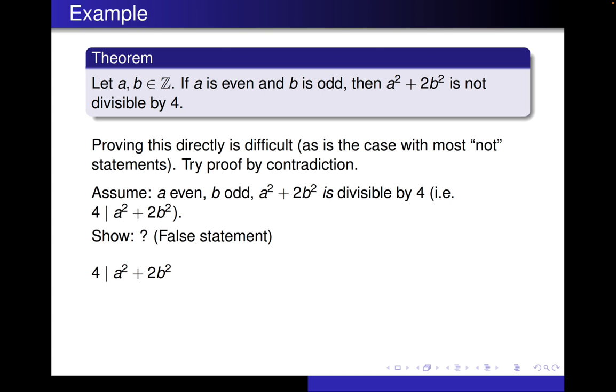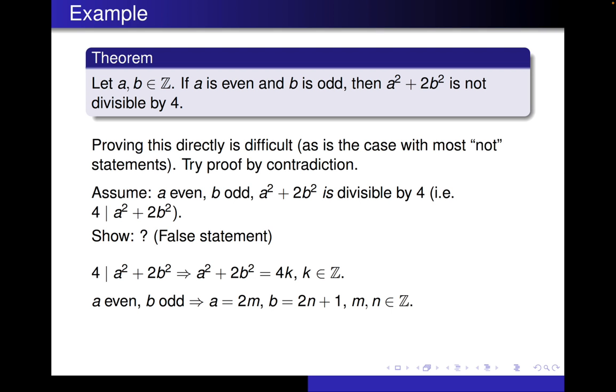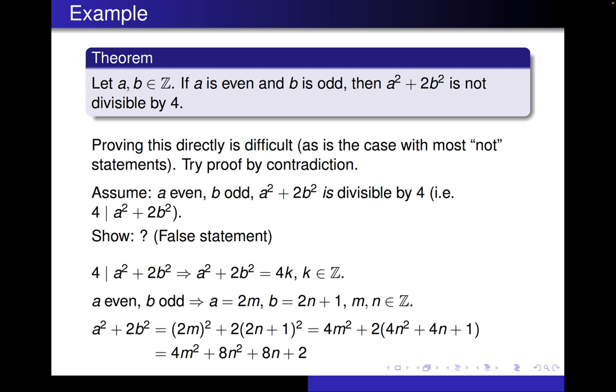So we're assuming that 4 divides a squared plus 2b squared, which means that a squared plus 2b squared is equal to 4k, where k is some integer. Let's see. So we know a is even, b is odd. We're assuming that, right? So a is equal to 2 times an integer, b is equal to 2 times an integer plus 1. Again, those can be different integers, so we use different letters for them. And then probably a reasonable thing to do is take that a squared plus 2b squared and plug in our expressions for those. Then do some algebra, and then we get that. So that's an expression for a squared plus 2b squared.